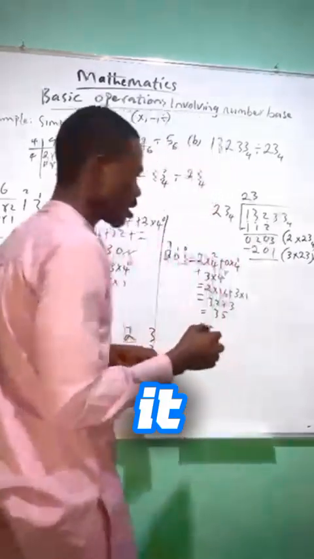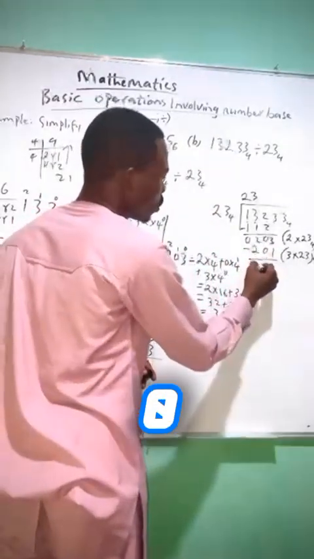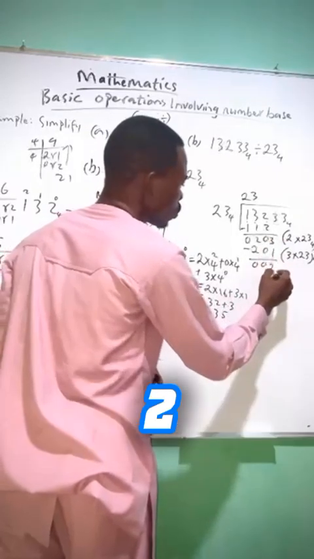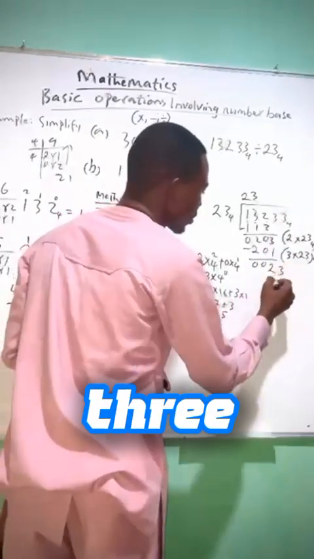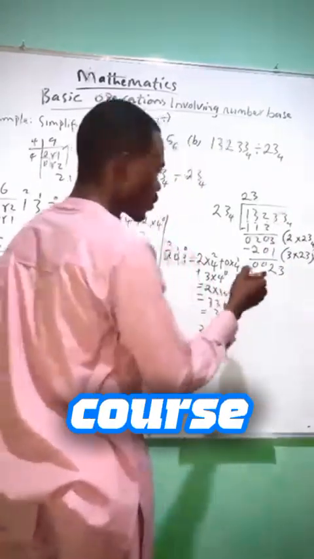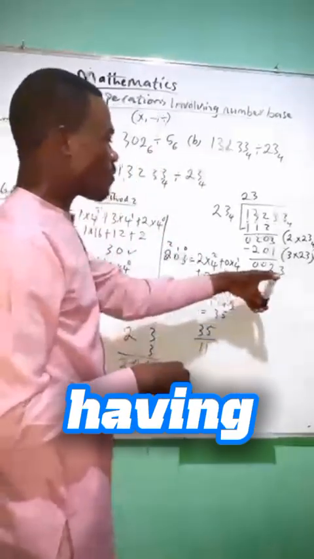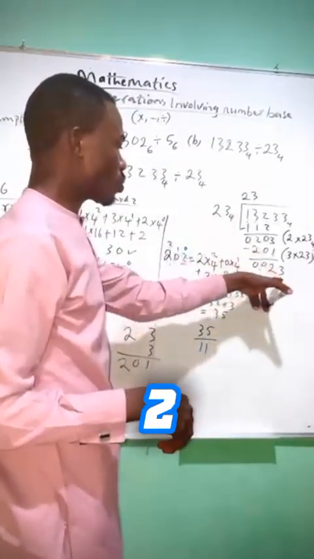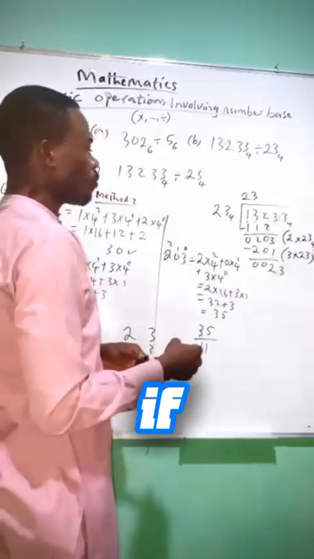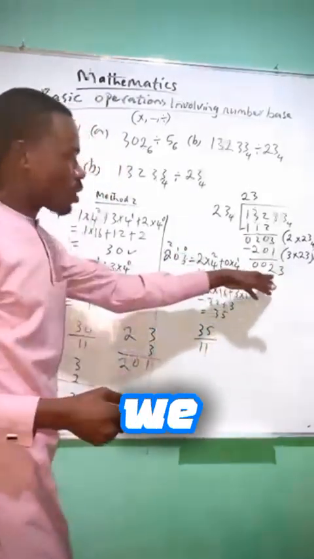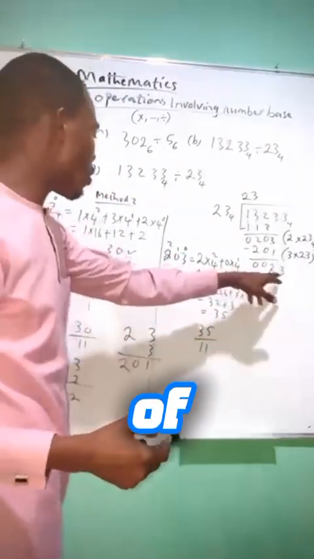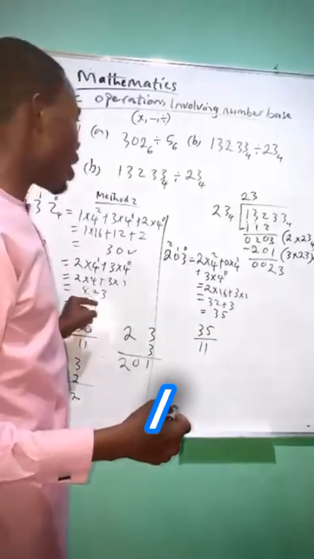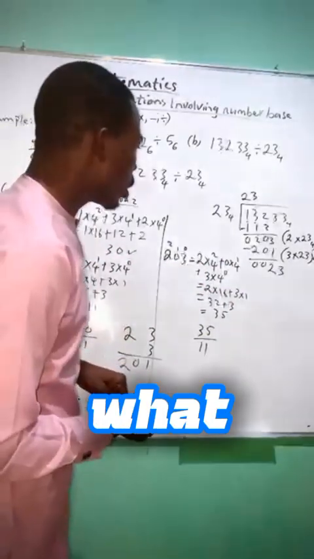Subtract it. If I subtract, 2 minus 3 is what? 0. This minus this is 0. 3 minus 1 is what? 2. What is remaining here is 3. So, of course, at this point, we are having the same 23. If we convert it, the conversion of 23 is what? 11. 11 divided by 11 is what? 1.